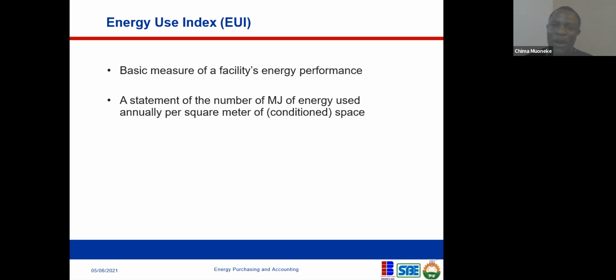It is a statement of a number of megajoules of energy. I know we are not very conversant with megajoule and gigajoule. Please let us not be confused. It is a higher unit of kilowatt hour, so you can convert kilowatt hour into kilojoule, megajoule, and gigajoule. When you're dealing with a large volume of energy, in most cases they use megajoule or gigajoule. So it is a statement of a number of megajoules of energy used annually per square meter of conditioned space. If you want to rent an office space, sometimes they will charge you 20,000 naira per square meter.